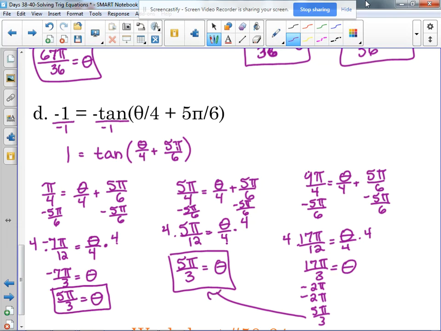So if we subtract 2 pi twice, we're going to end back up with 5 pi over 3, which we already have. So the moral of the story is that when theta is being divided by a number, you're not going to have extra answers. When it's being multiplied by a number, you're going to have that many times the normal answers.